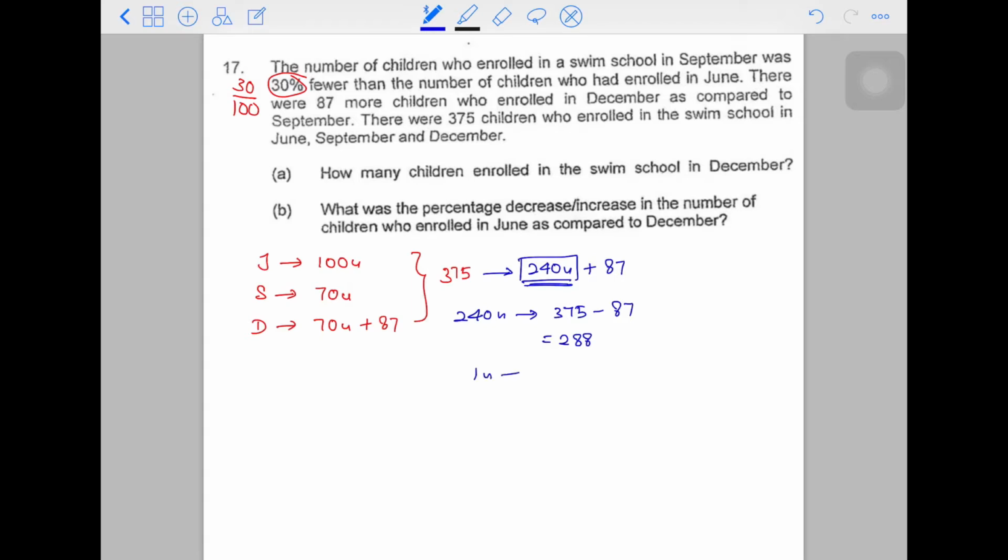So from here, work out for 1 unit first. That will give you 1.2. Don't worry. I know this is talking about children. You cannot have decimals, but this is not the answer. So as of now, for 1 unit, we are able to accept a decimal or fraction.